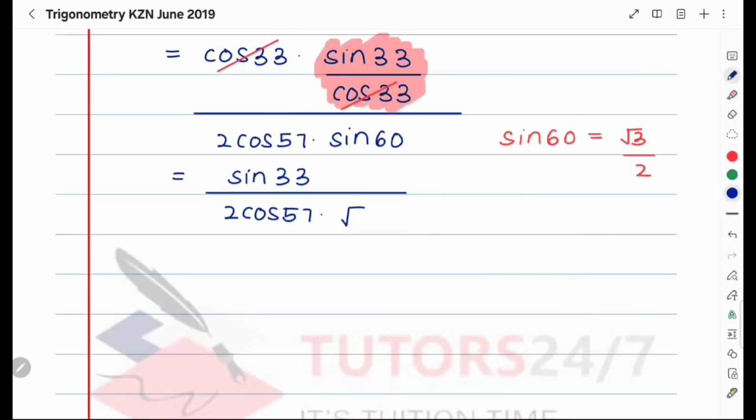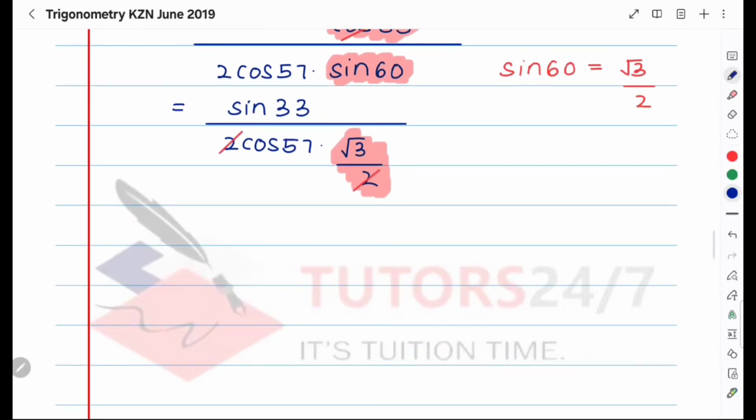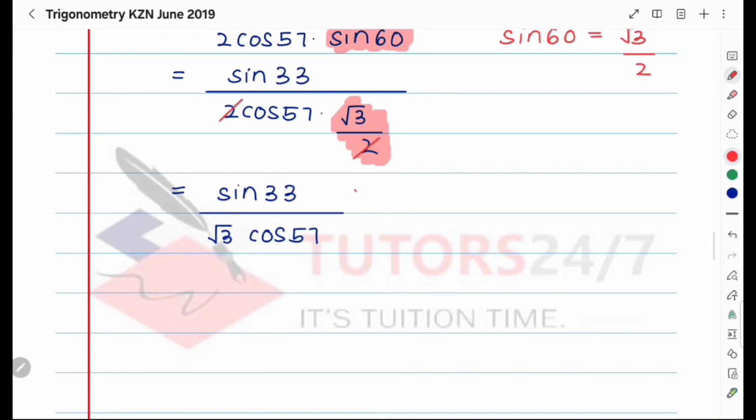So sine 60, we put the square root of 3 over 2. Take note that sine 60 becomes square root of 3 over 2. And 2 at the bottom cancels out 2 on top. And we're then left with sine of 33 over the square root of 3 cos 57.